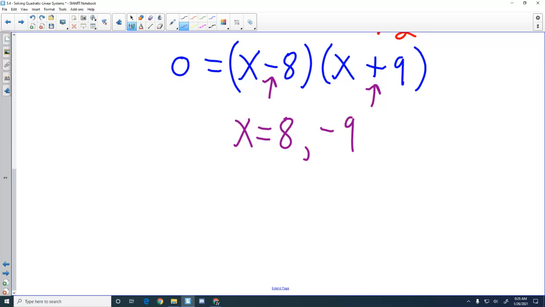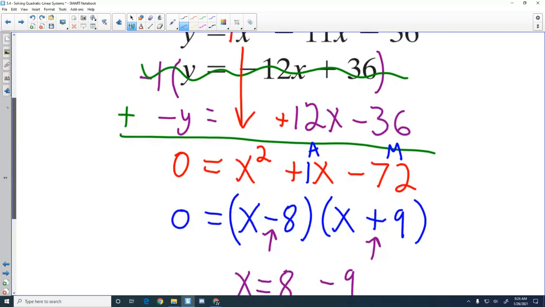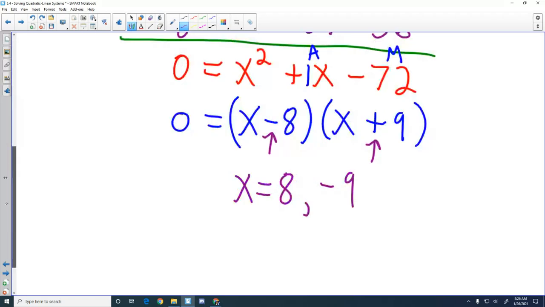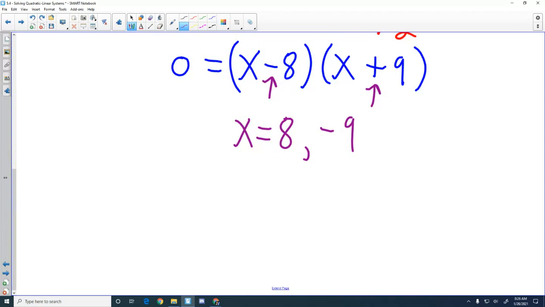Now, our purpose of this original problem, though, wasn't just to solve a quadratic equation. Remember, we are trying to solve this system of equations. I don't need just an x value, but I need an x and a y. Our final solution should be x comma y. It needs to be an ordered pair. And well, I've got these two x values, but I don't have any y values. And what this is telling us by having two different x values is that we're going to have two solutions to this system of equations.